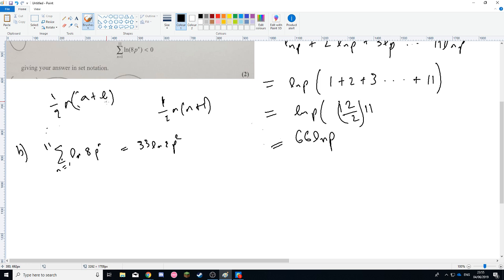You have the first term plus the last term, divided by 2, times the number of terms. That's one way. And the second way is doing half n times n plus 1. So the number of terms is 11. 11 times 12 divided by 2. Why is it 12? Because 11 plus 1 is 12, and divide by 2, that's just the formula.